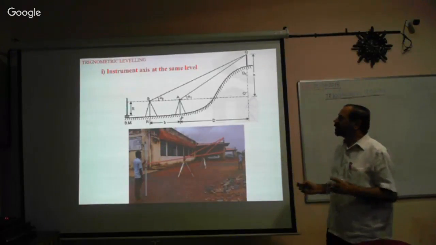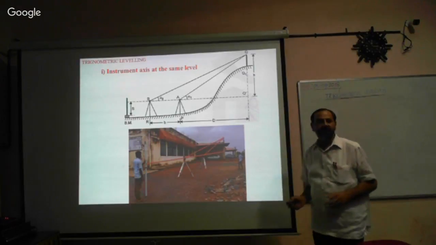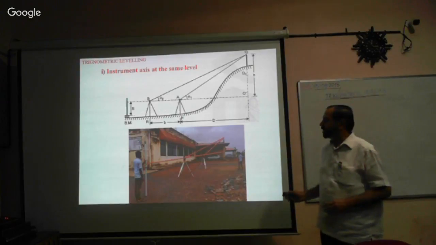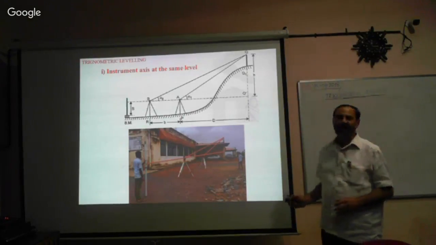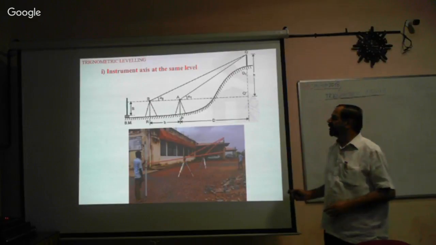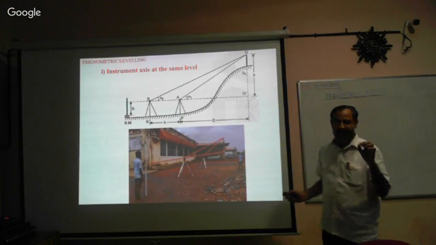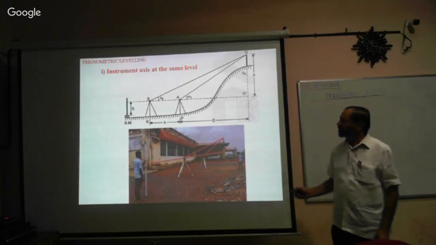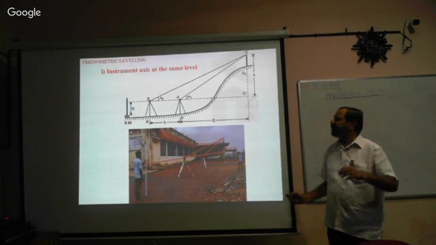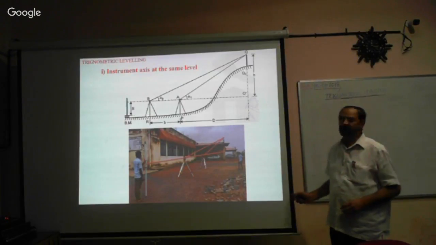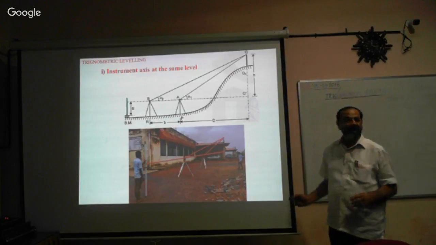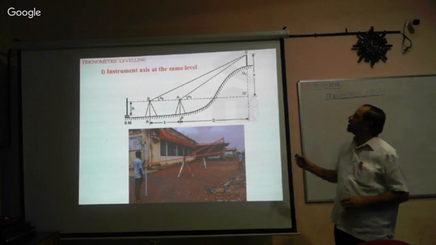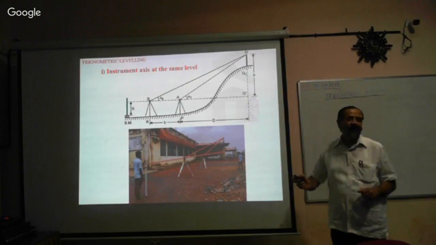Therefore, in this method, let us measure a distance, a chain length or a convenient length, that is B, from the first instrument station. Locate the second instrument station, where we can install the instrument and from where it is also possible to bisect the object.